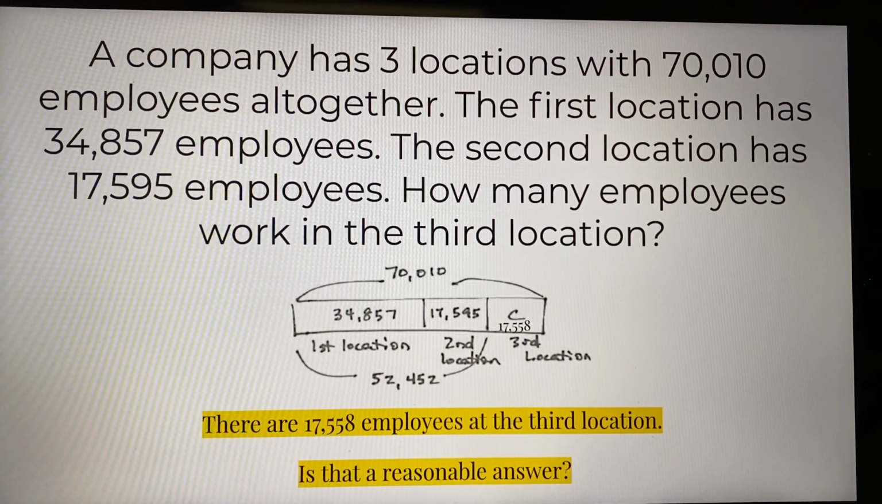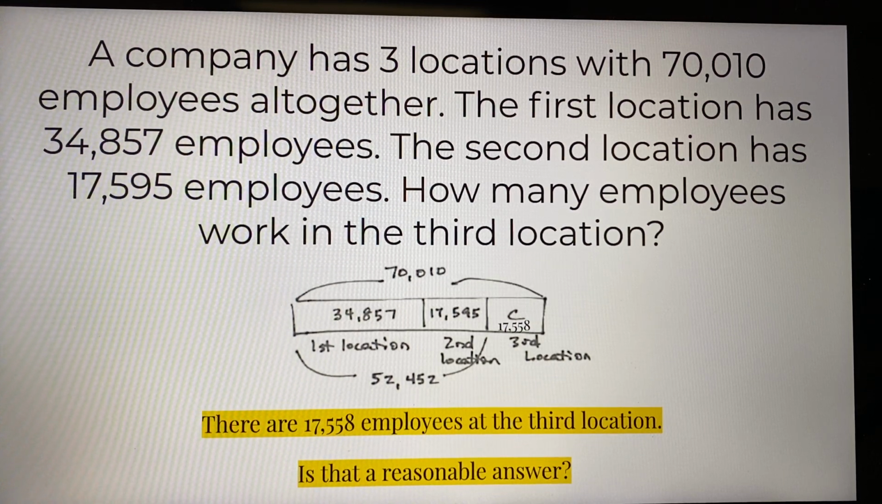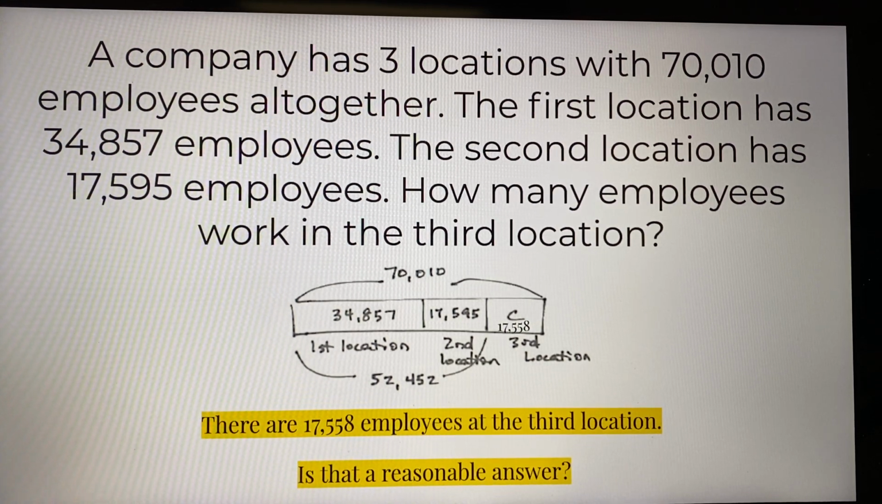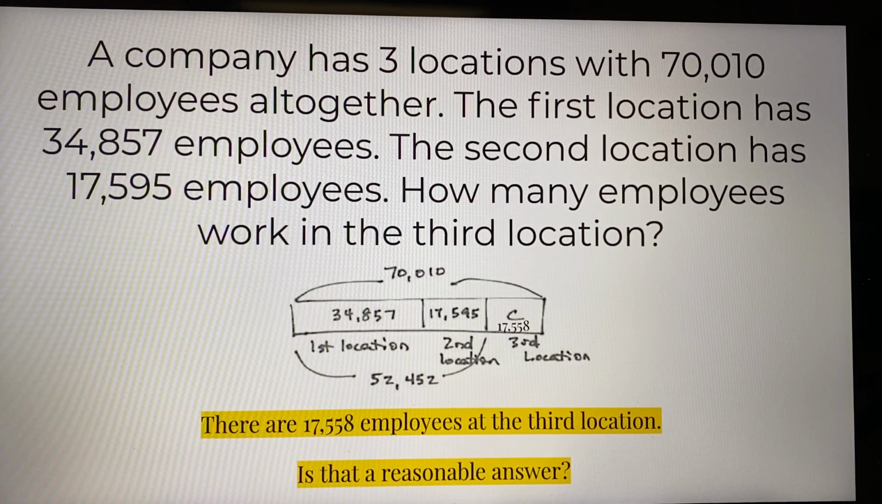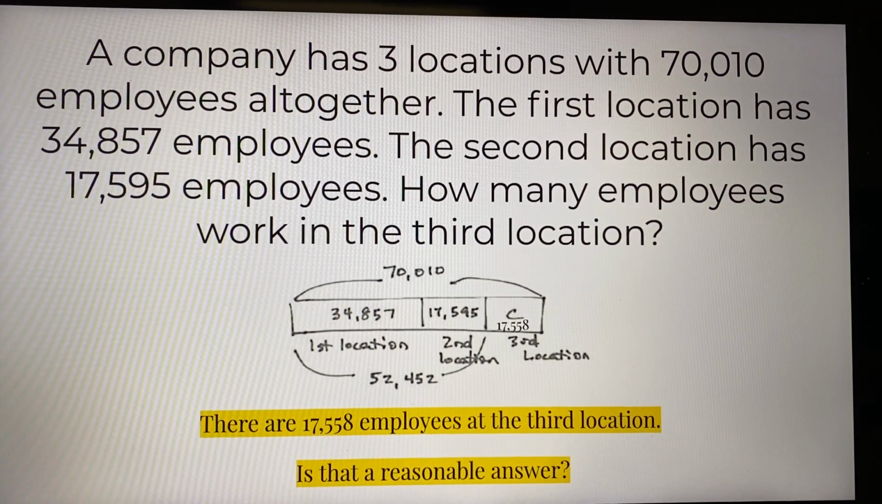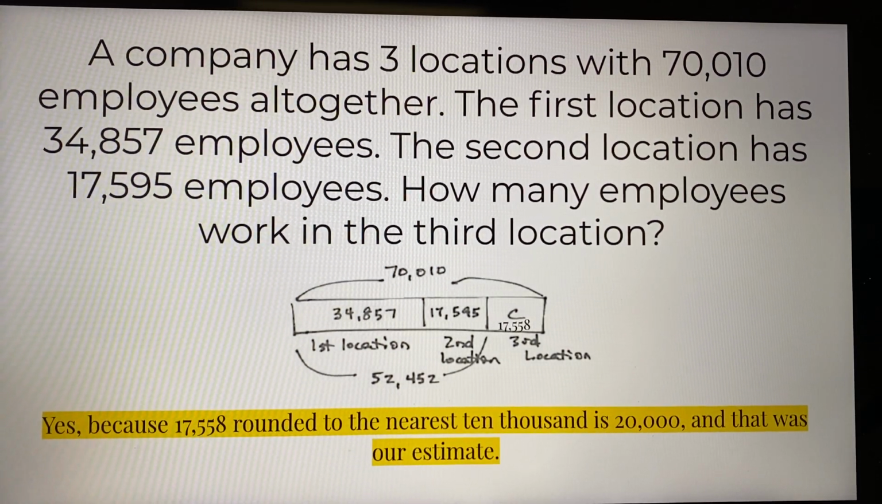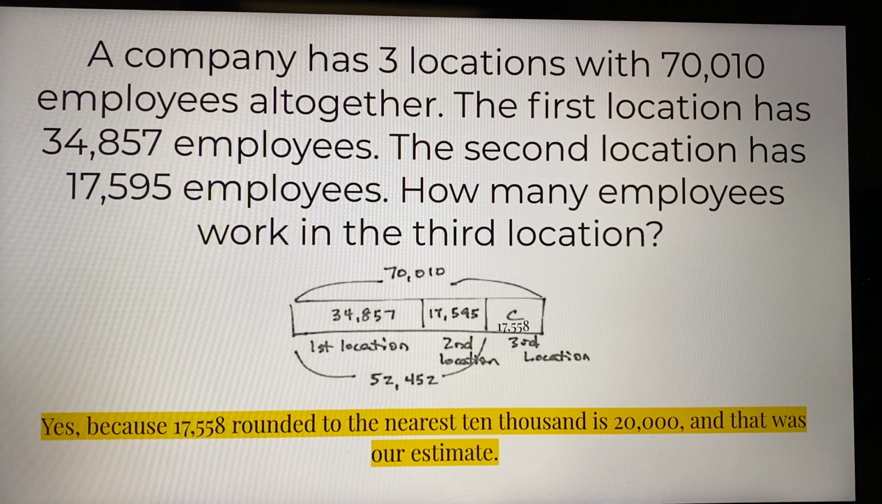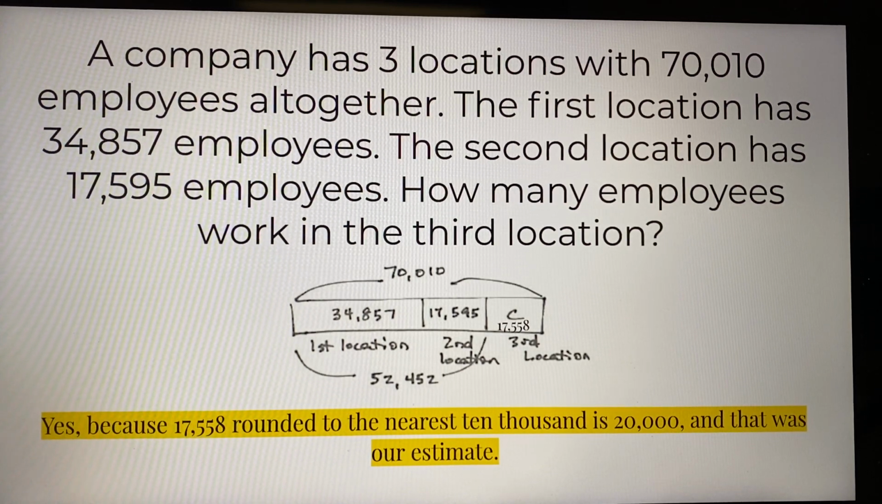All right, so if you subtract 70,010 minus 52,452, you get 17,558. Is that a reasonable answer? Yeah, because 17,558 is really close to 20,000. And that was our estimate, so that does make sense.